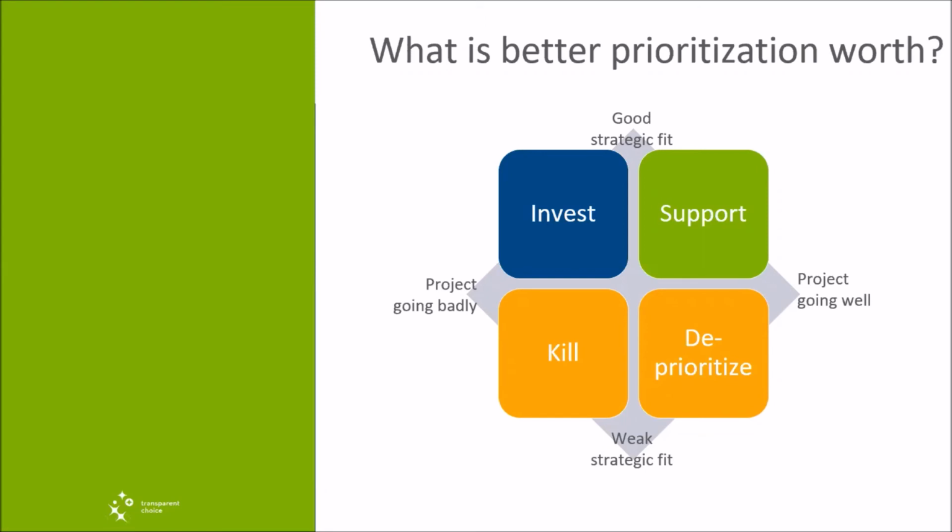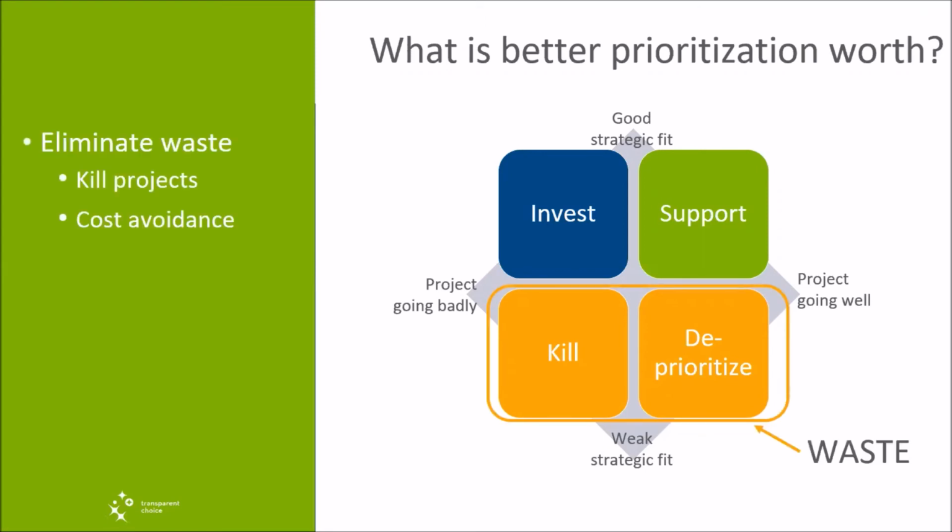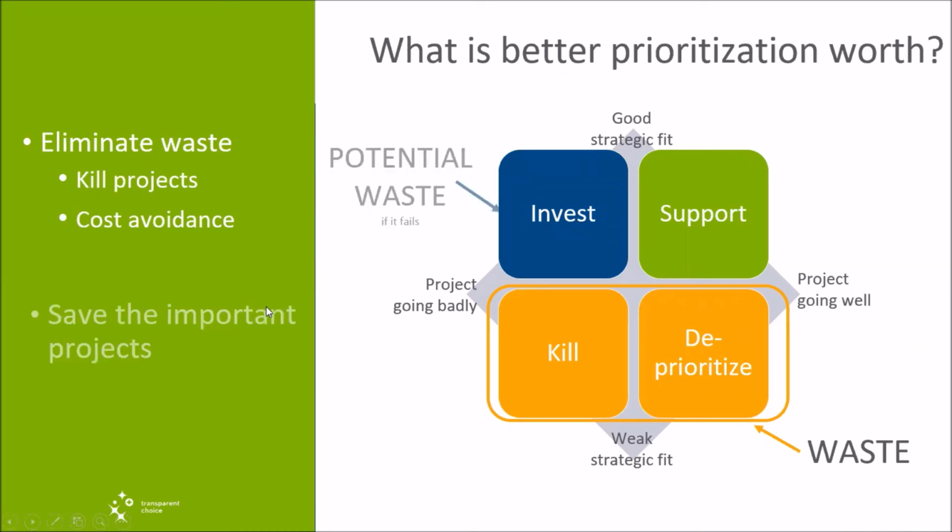What's it worth doing better prioritization? Well, fundamentally, what we're trying to do is eliminate waste. So if you look at this, we've got strategic fit on the vertical axis, and how well your project is going on the x-axis. Most organizations have got projects in all 4 quadrants. Anything at the bottom here is waste, right? These are projects that just aren't aligned. They're not adding strategic value. But there's also potential waste up here. These are projects that are important, but that could fail because they don't have adequate support and focus.